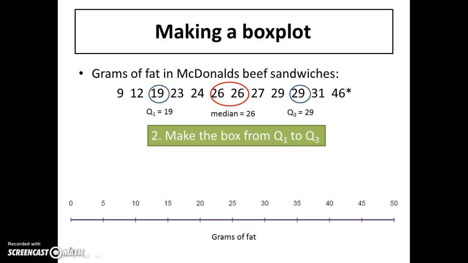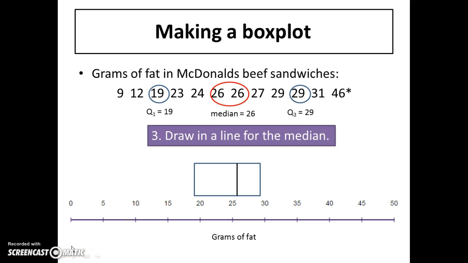From here, I can calculate my median, Q1 and Q3, which I did in the last video, and I'm going to make a box going from Q1 to Q3, so from 19 all the way up to 29. From there, I'm going to draw in a line for the median. The median in this case is 26, so I just draw that vertical line in.